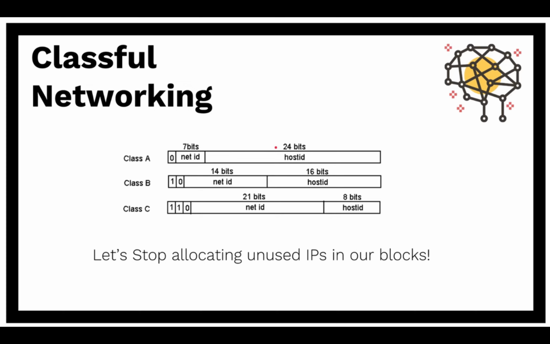Just to see that, I guess this screenshot from some video, I can't remember what video this is, but again, it's just kind of saying the same thing. It starts with 0, 7 bits for the network ID, 24 bits for the host ID. Again, likewise for B and C. You can pause the video and have a look at that if you want.